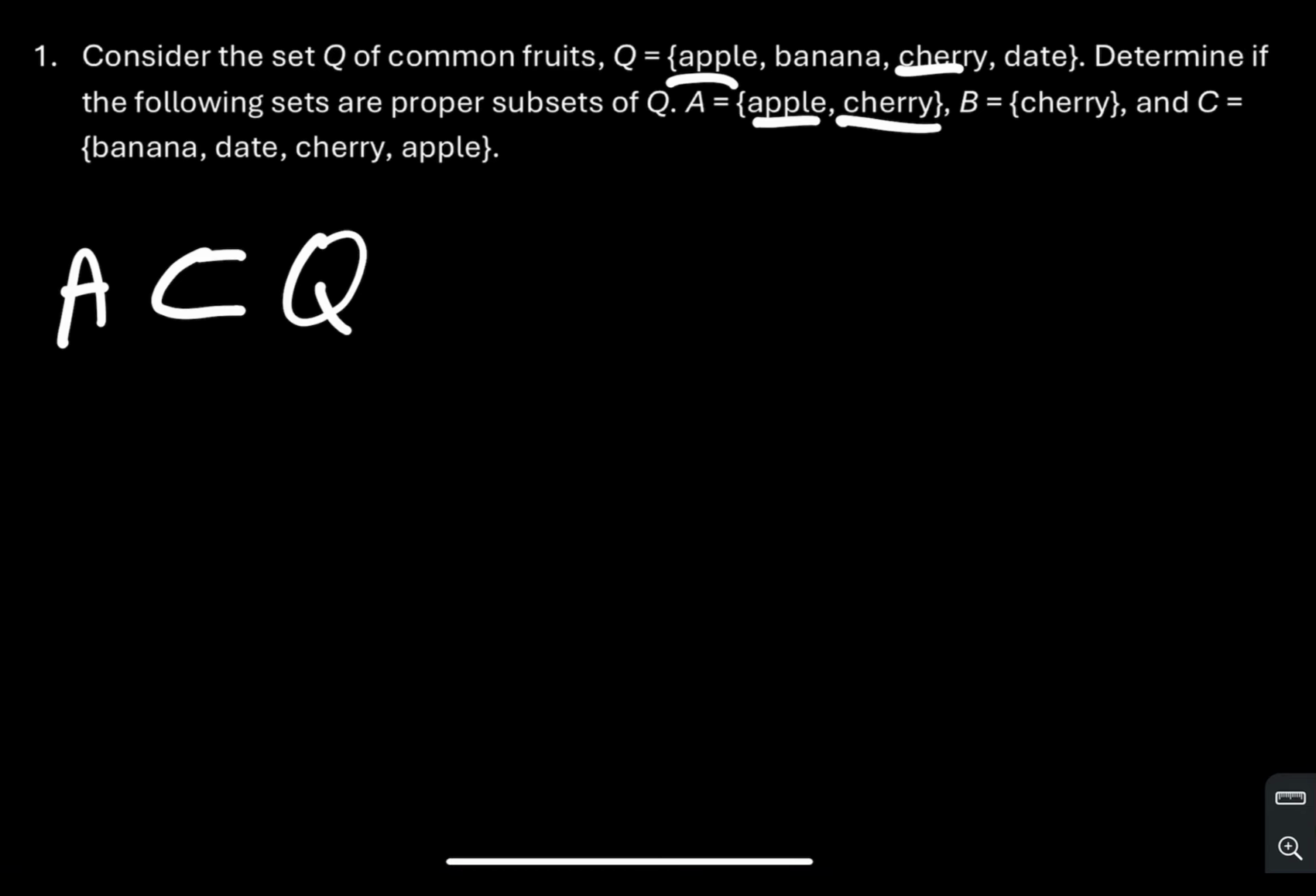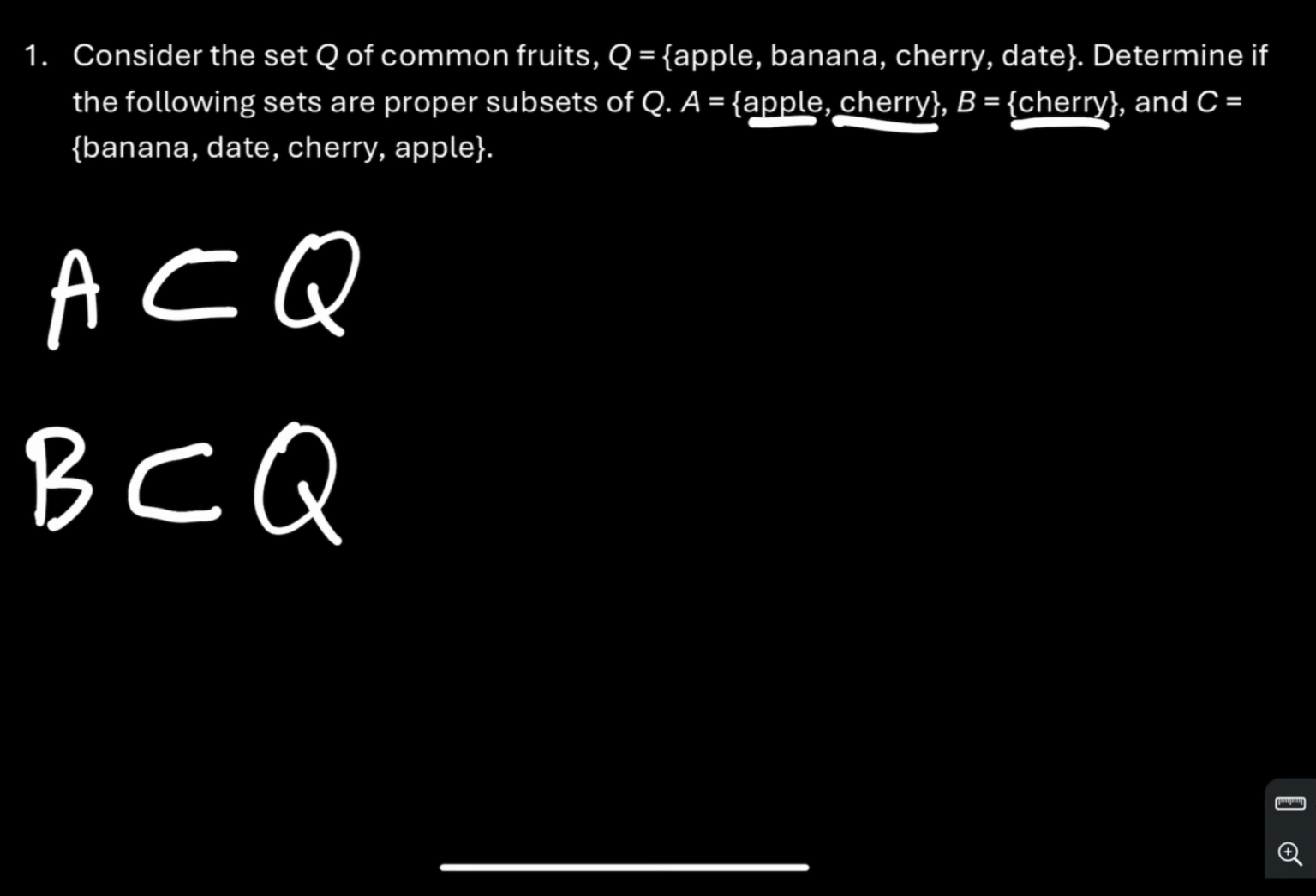Now for set B, we have cherries, only cherries. Now we know that cherries is in our original set. So knowing that, we know that it's going to be a subset. It's a part of set Q. Now, since it doesn't have all the elements in set Q, we know that it's a proper subset. So we can write this as B is a proper subset of set Q. And that's going to be your answer.